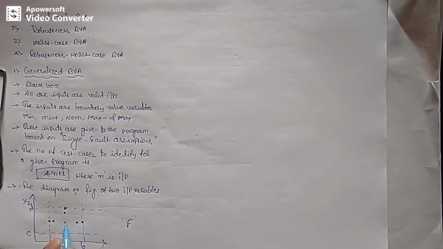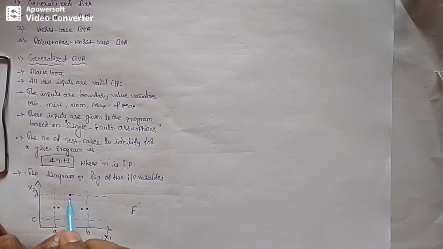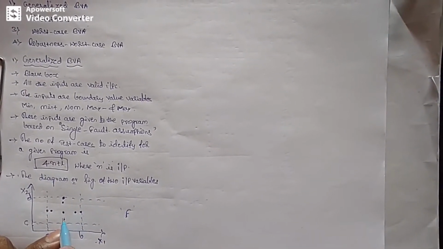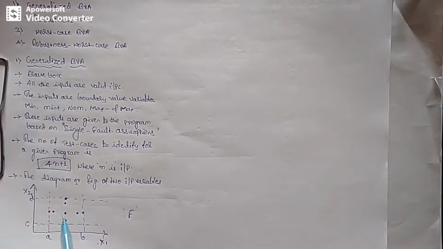Third point is that this becomes nominal. Then the next point is that this will become max minus, and this will become maximum, meaning minimum plus, nominal, max minus, max. This is how we are identifying the boundary value variables in the generalized BVA method.